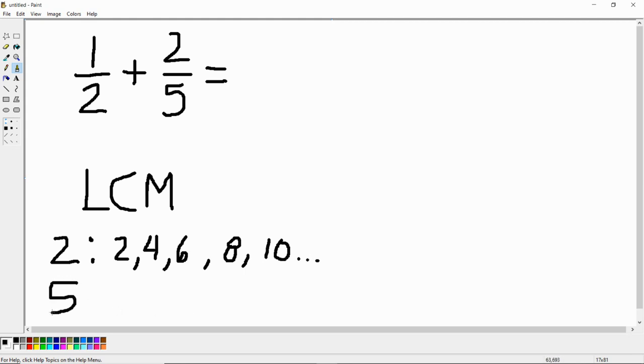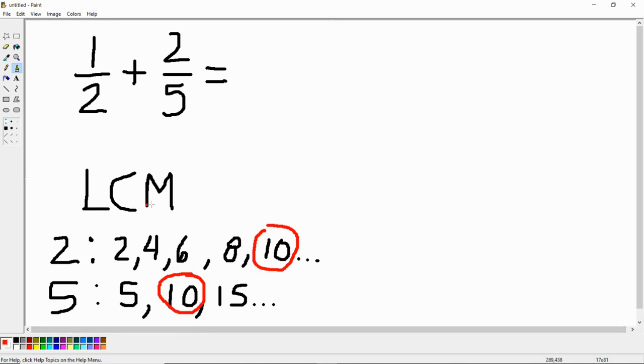Let's go ahead now and find the multiples of 5. First multiple of 5 is 5. The second multiple of 5 is 10, and the third multiple is 15, and we could keep going. We could stop now because we found the least common multiple, and here it is. It's 10.